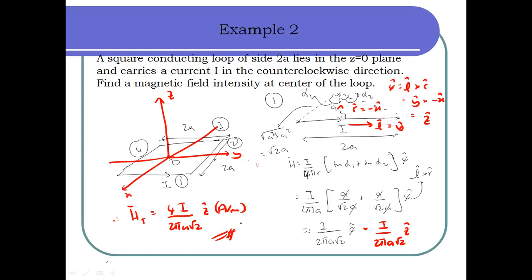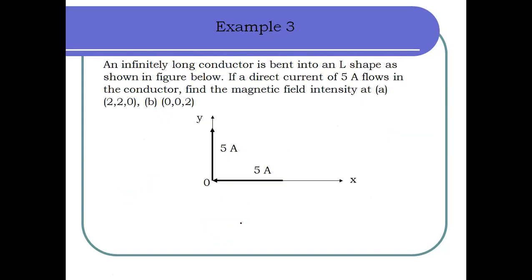Okay, hopefully you are clear about this example. So we proceed with example number 3, in which you have an infinitely long conductor which is now bent into an L shape as shown in the figure below. The current is 5 ampere flowing in the conductor, and we need to find the magnetic intensity at the point (2, 0).